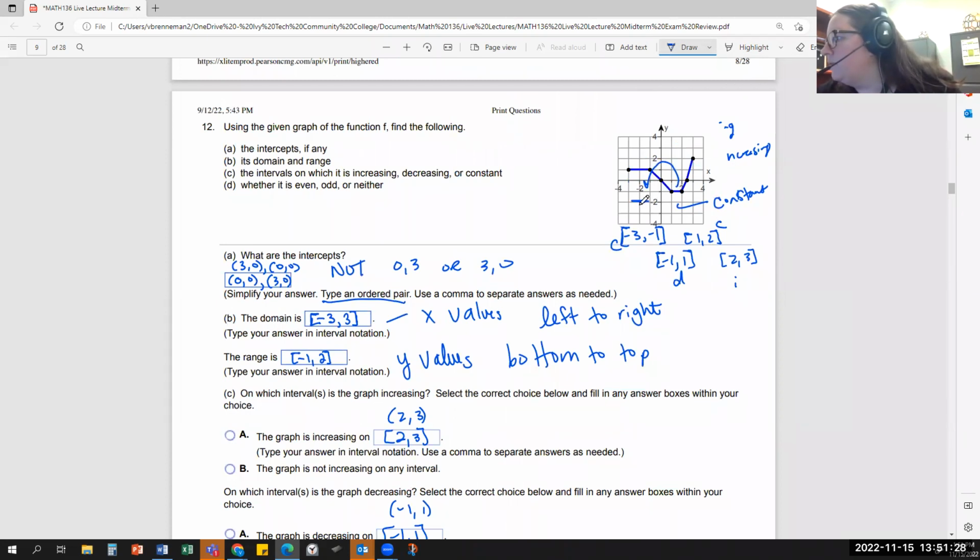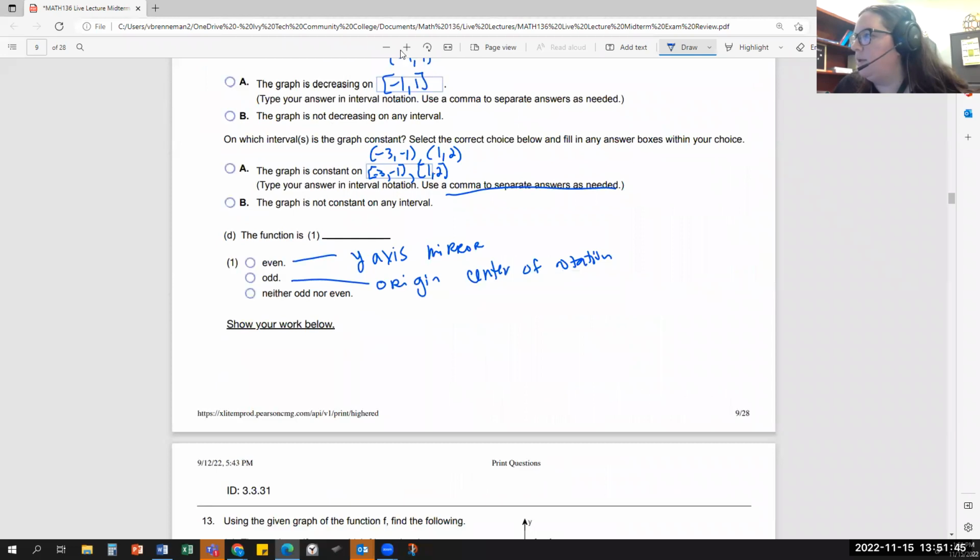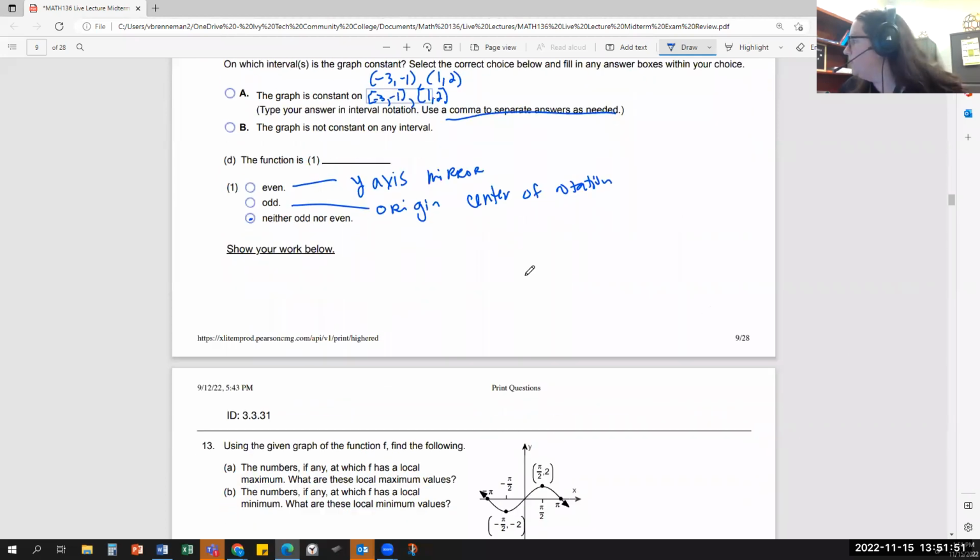So we'd have to have the piece, sorry, it'd be like, yeah, down here. So we don't have that either. So this one is neither even nor odd. All right, so that's number 12.